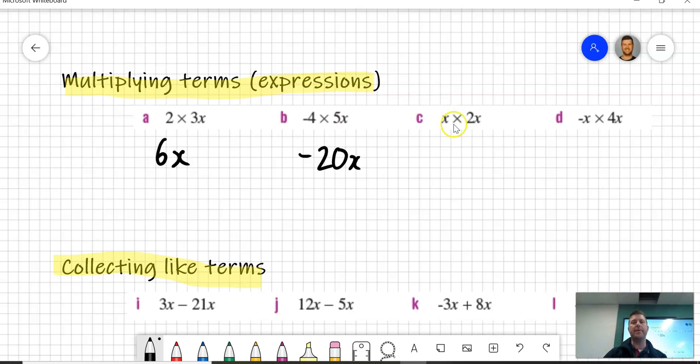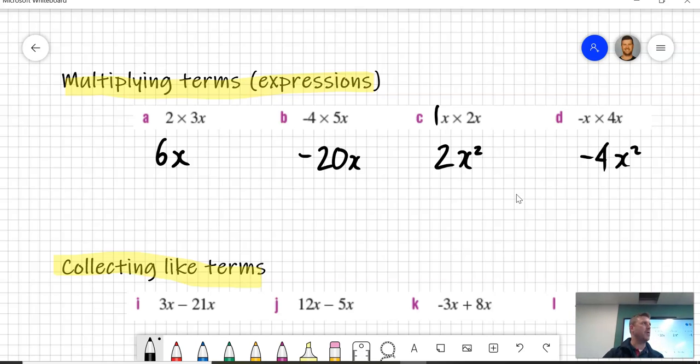Straightforward. What about, and this is a little bit different, x times 2x. Actually, before someone calls out the answer, this first term x, what's the coefficient of x there? 1. Awesome. So it's 1x times 2x, which is 2x. What's x times x? X squared. Good. And then minus x times 4x would be? Good. Minus 4x squared.